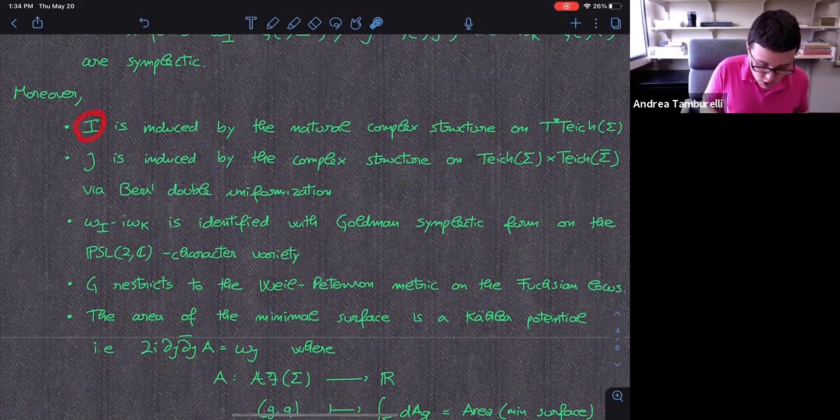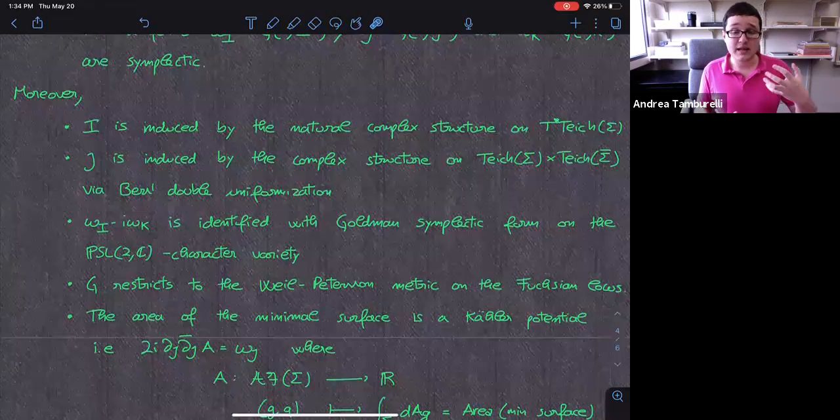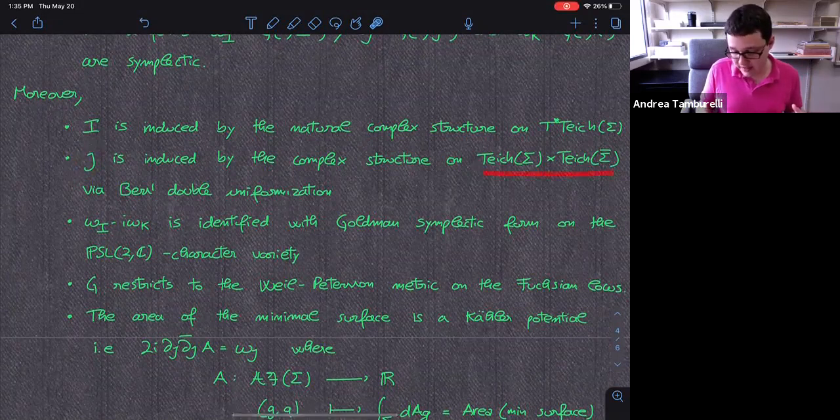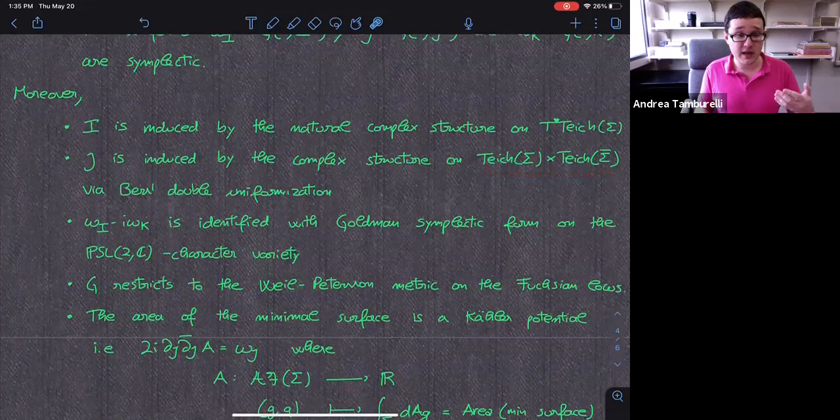So in particular, the complex structure I is the natural complex structure that comes from identifying almost Fuchsian manifolds as a subset of the cotangent bundle to Teichmüller space. So you should know that Teichmüller space is a complex manifold, so its cotangent bundle has a natural complex structure. And so this complex structure I comes exactly by thinking of almost Fuchsian manifolds living inside the cotangent bundle to Teichmüller space. The complex structure J is induced by the natural complex structure on Teichmüller cross Teichmüller via Bers' double uniformization.